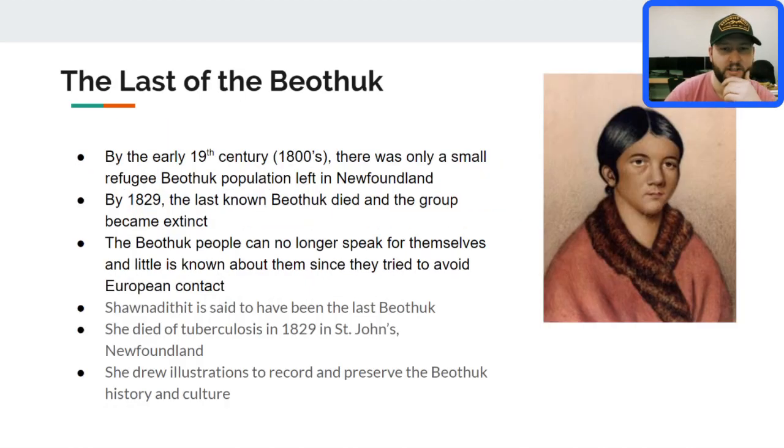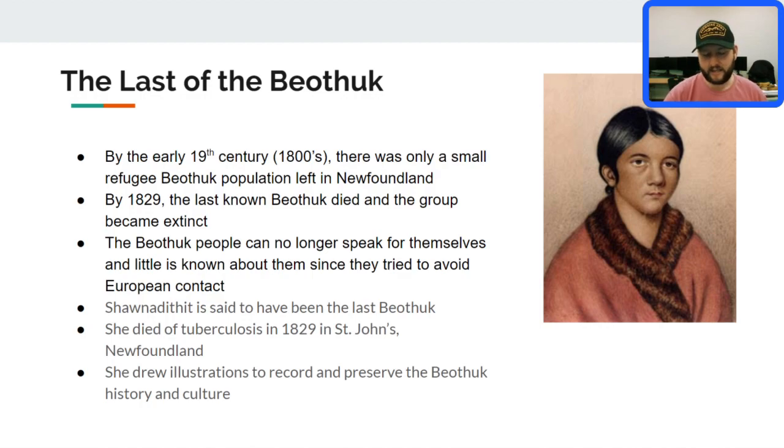The last of the Beothuk: by the early 19th century, the 1800s, there was only a small refugee Beothuk population left in Newfoundland. By 1829, the last known Beothuk died, and the group became extinct. The Beothuk people can no longer speak for themselves, and little is known about them since they tried to avoid European contact. Swanadikit is said to have been the last Beothuk. That's her on the side right there. She died of tuberculosis in 1829 in St. John's, Newfoundland. She drew illustrations to record and preserve the Beothuk history and culture.